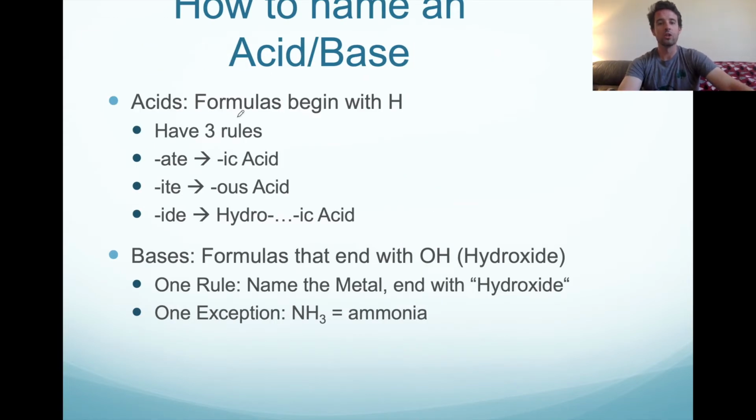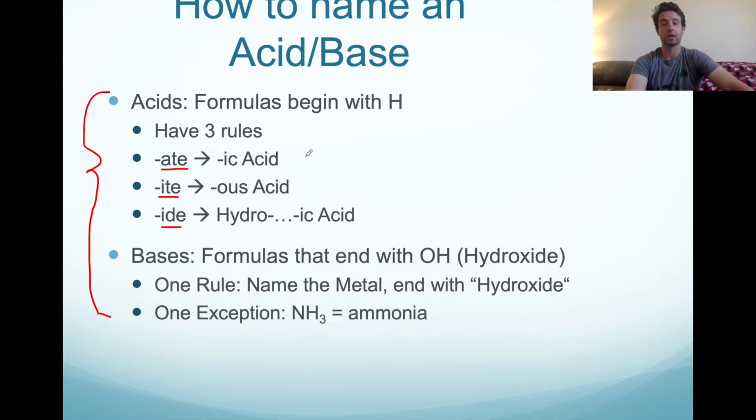Here are the things that I want you to know by the end of the day. You'll need to know that acids are formulas that begin with H. Bases are formulas that end with this OH, which we call a hydroxide. And then the three rules for naming acids: if it ends with ate, you change it to ic. So instead of nitrate, it would be nitric acid. That's the name if you have NO3 and an H in front of it.